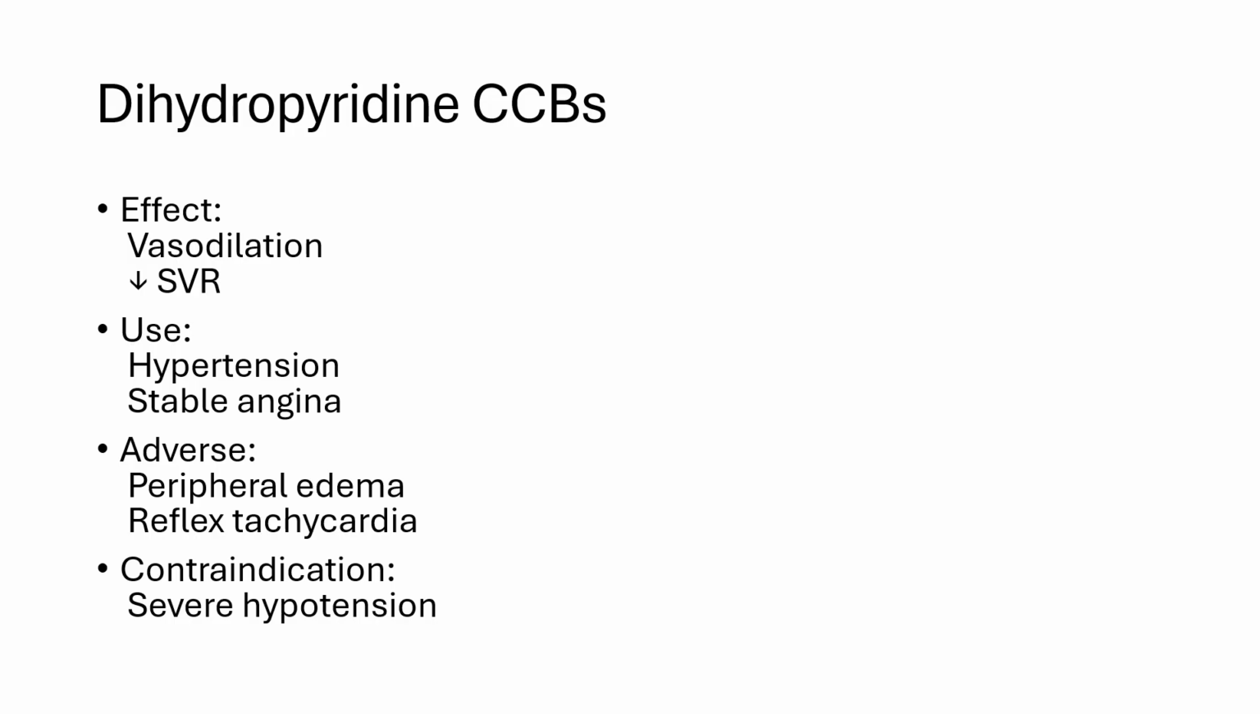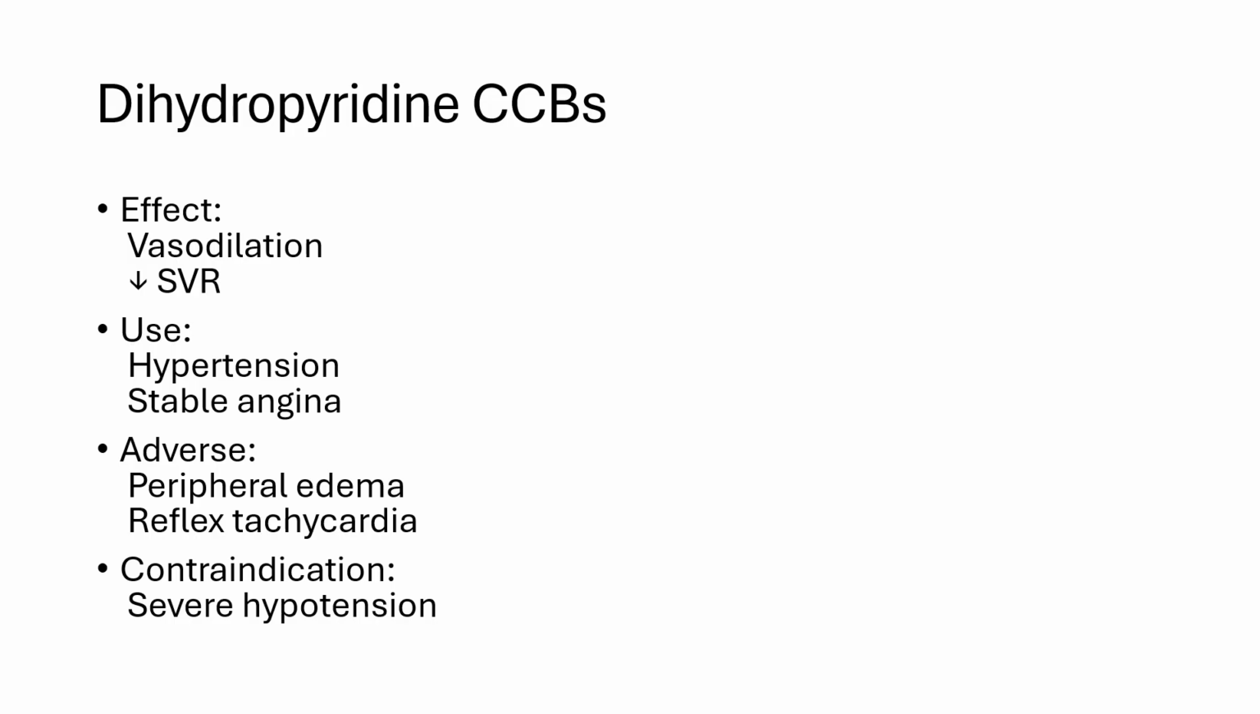One important adverse effect is peripheral edema. This occurs due to preferential arterial dilation without equivalent venous dilation, leading to increased capillary hydrostatic pressure. So you want to remember, if you see a patient that has recently started a calcium channel blocker and now has edema, we want to think about that as a potential side effect. Another adverse effect that can be seen is reflex tachycardia, because sudden vasodilation activates the sympathetic nervous system and causes heart rate to increase reflexively.